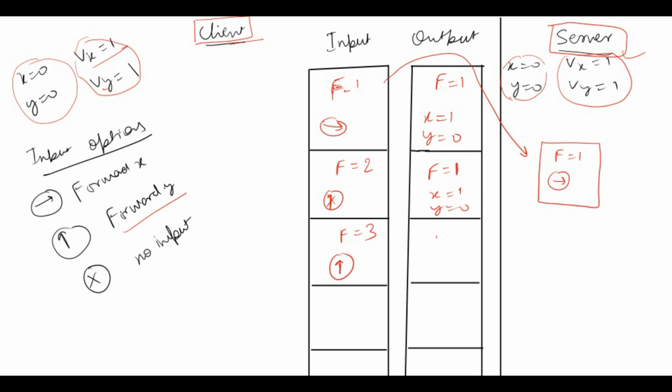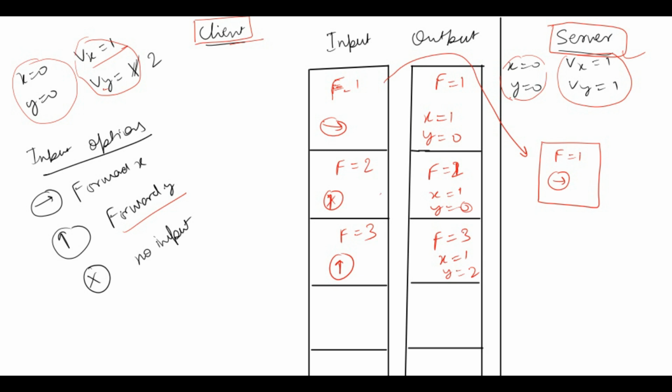So what the output will change to, this is frame 2, and this is frame 3. Now suppose the user wants to cheat. So now he has changed the y velocity to 2. On the client side, the input will be y equal to 2, because the previous output state was 0, and then the forward y button is pressed, so it is changed to y equal to 2.